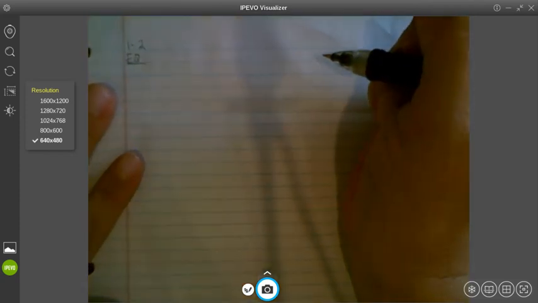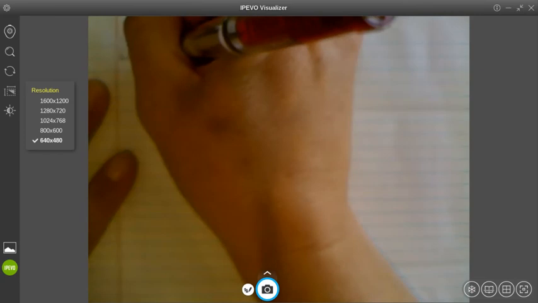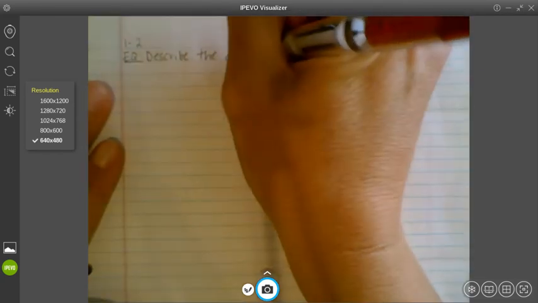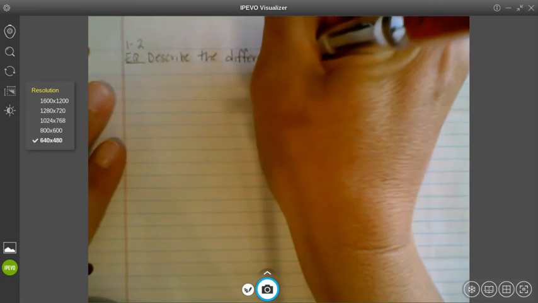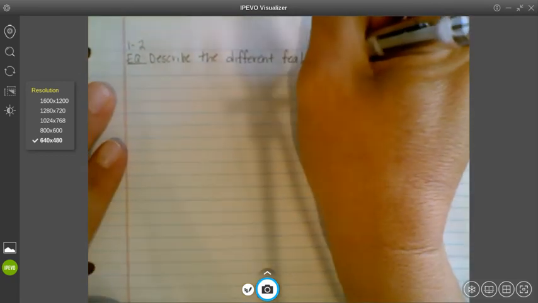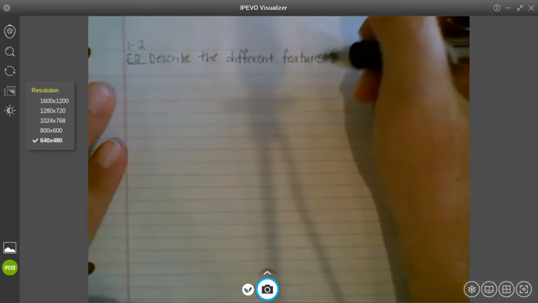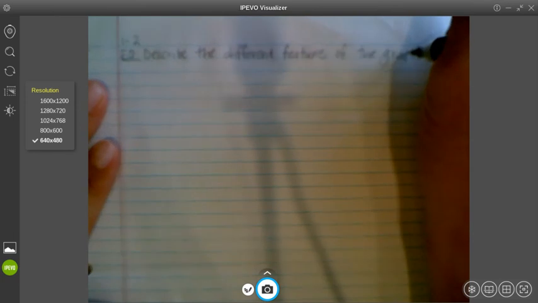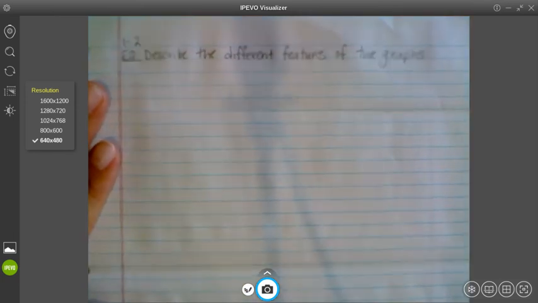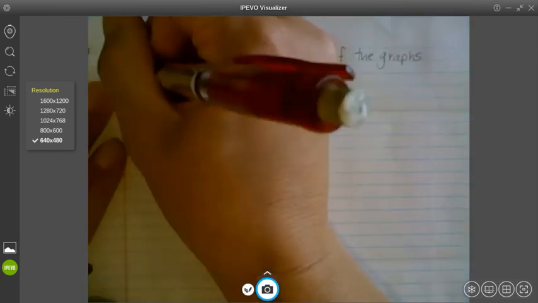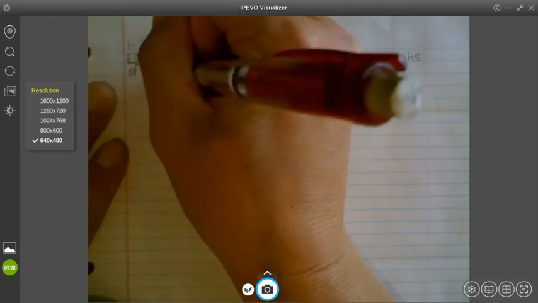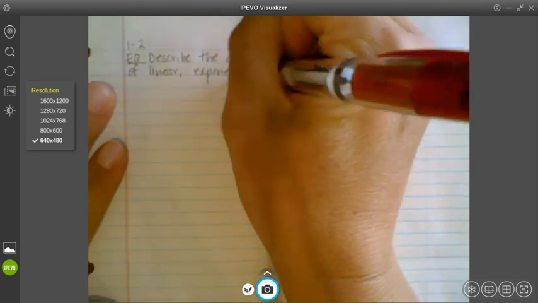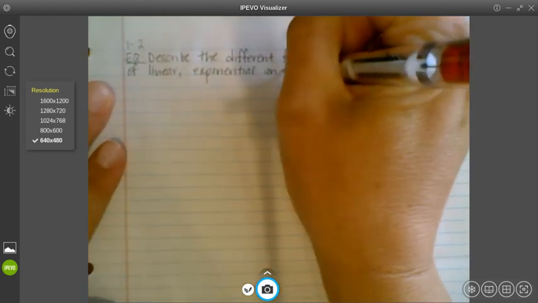is describe the different features of the graphs of linear, exponential, and quadratic functions.